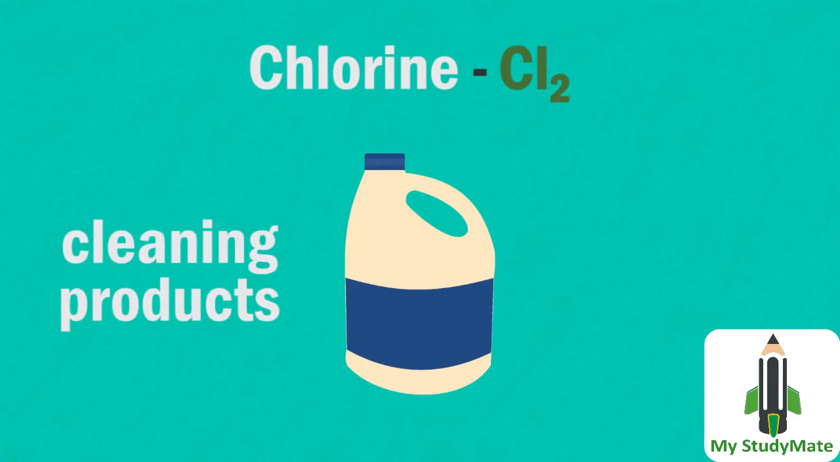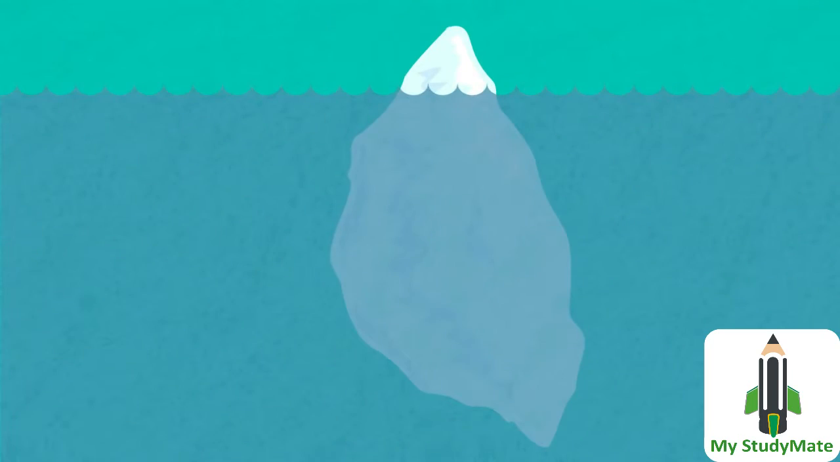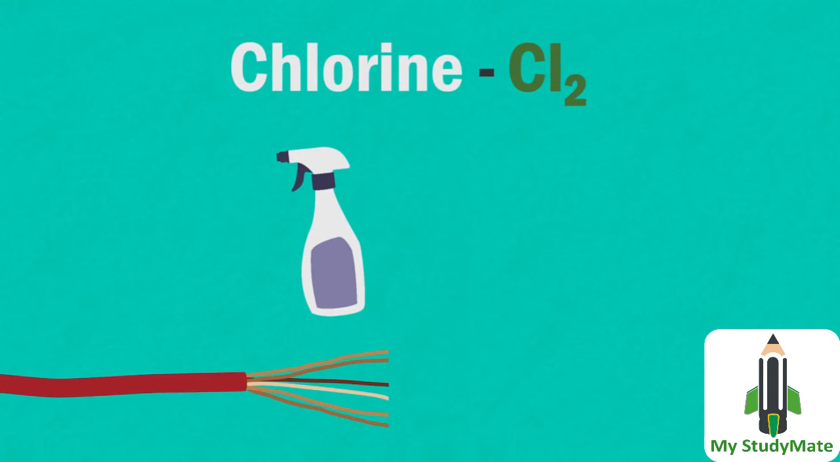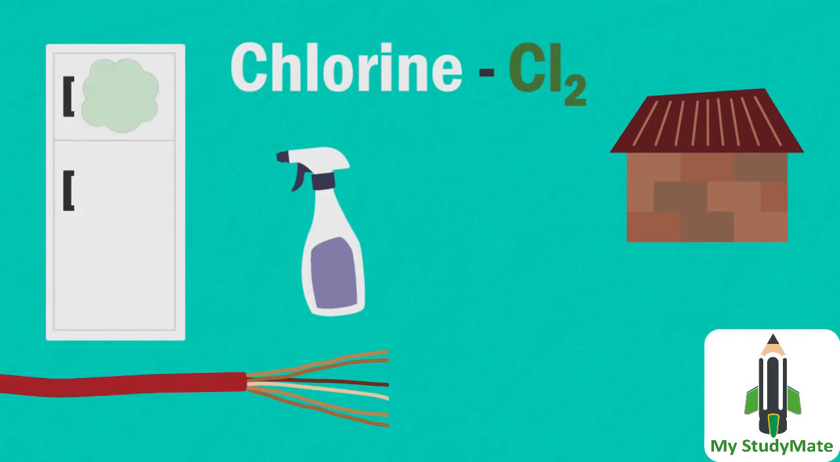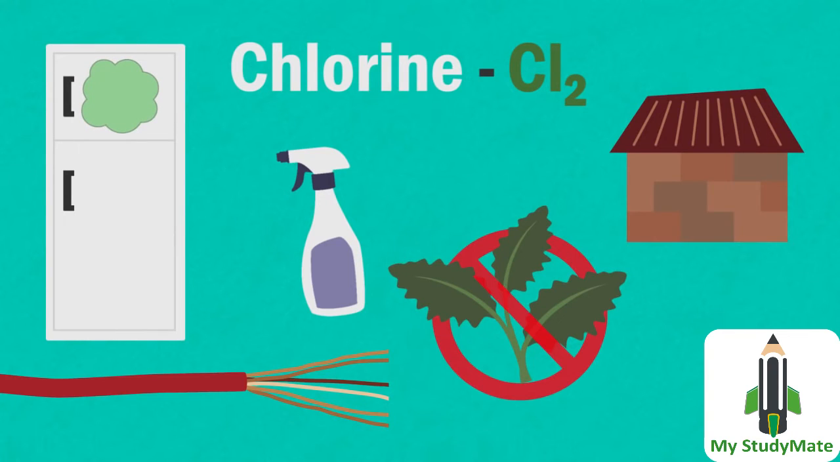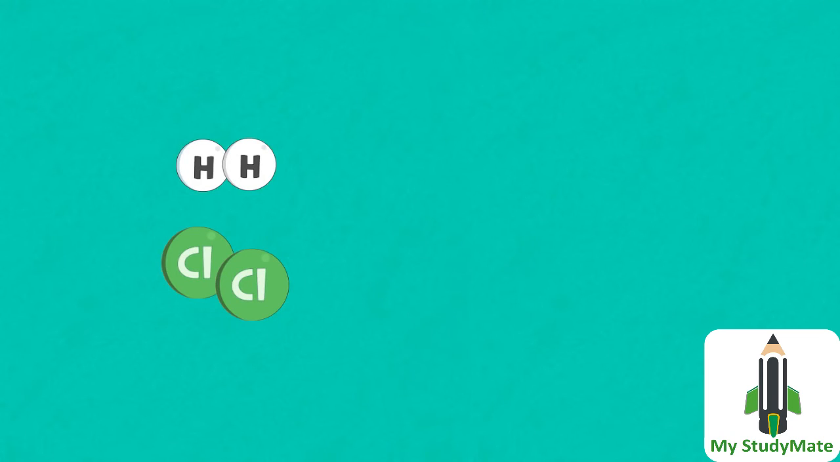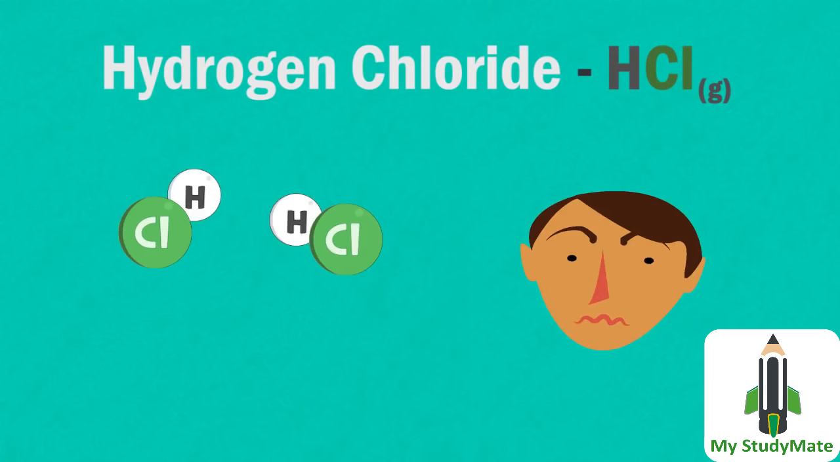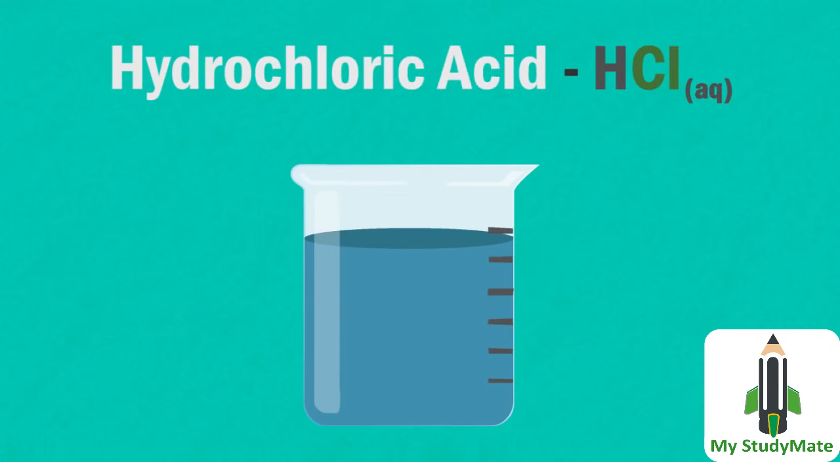But this is only scratching the tip of the iceberg, as chlorine is used to make dry cleaning ingredients, electrical insulators, building materials, refrigerator gases, weed killers, pesticides, antiseptics. Some of the hydrogen and chlorine from the industrial process is combined to form hydrogen chloride gas. It is a rather unpleasant gas, but it dissolves in water to produce hydrochloric acid, which is a very useful acid.